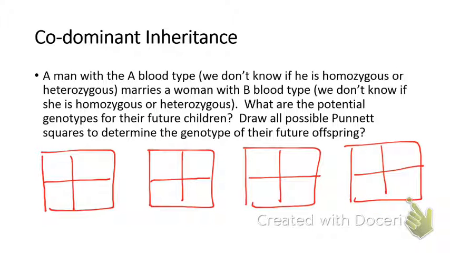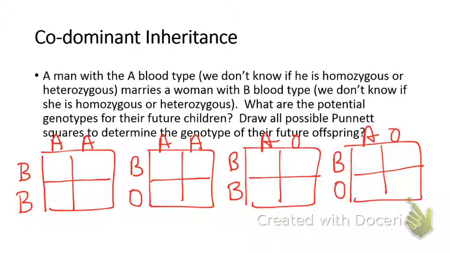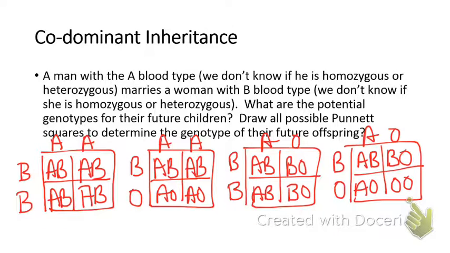A man with A blood type, we don't know if he is homozygous or heterozygous, marries a woman with B blood type. We don't know if she is homozygous or heterozygous. What are the potential genotypes for their future offspring? Draw all the Punnett squares to determine the genotype of their future offspring. When we draw the Punnett squares, we put homozygous on one, homozygous and heterozygous on the second one, homozygous and heterozygous the other way on the third one, and the fourth one they're both heterozygous.